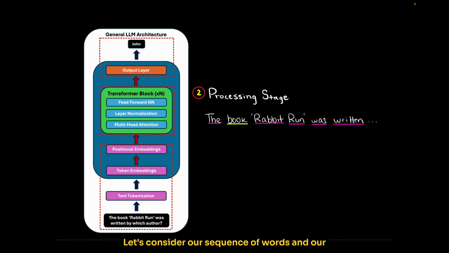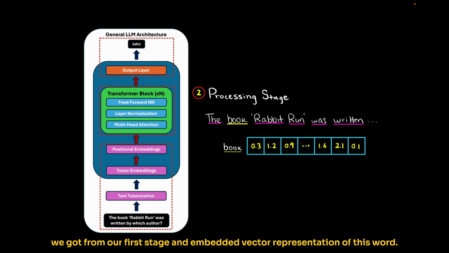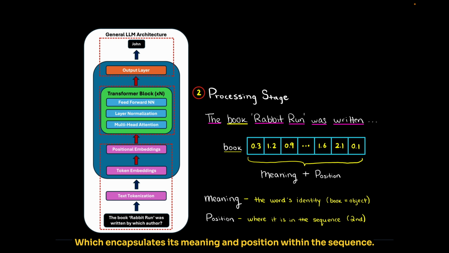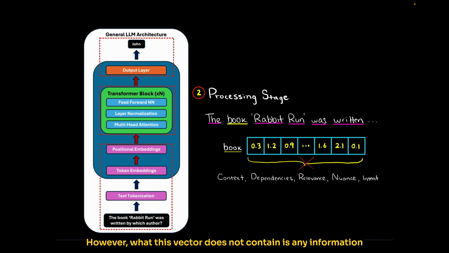Let's consider a sequence of words in our input, and let's specifically focus on the word book. We got from our first stage an embedded vector representation of this word, which encapsulates its meaning and position within the sequence. However, what this vector does not contain is any information regarding any of the other words in the sequence. That is, this vector representation of book does not contain any information regarding its context, dependencies, relevance, nuance, or intent. All of these things are crucial when a human reads and understands a sentence.